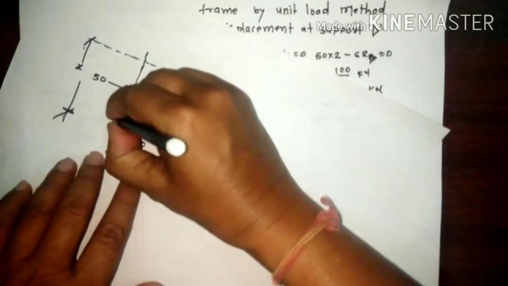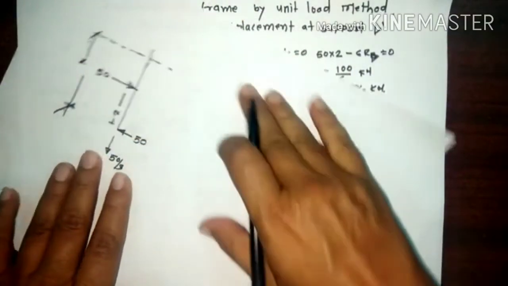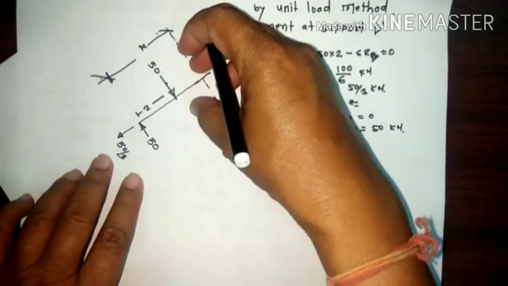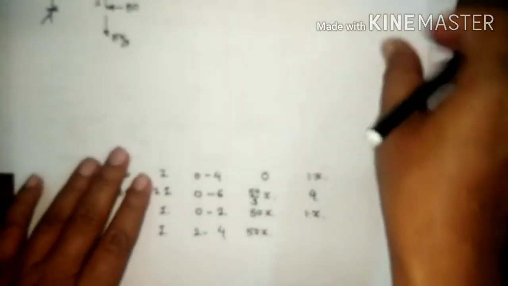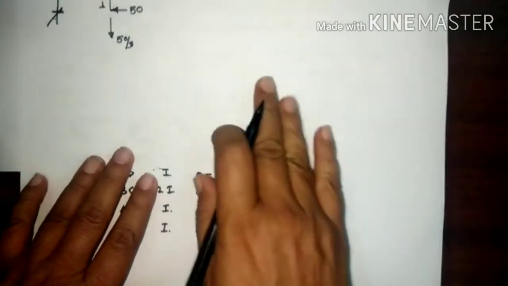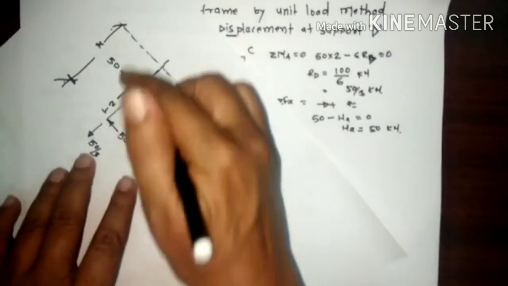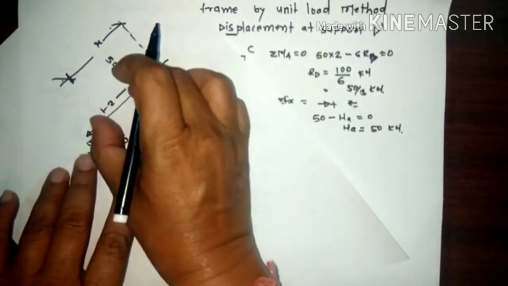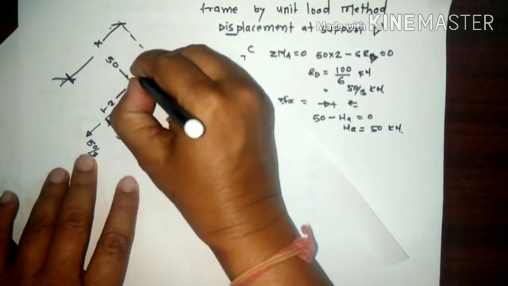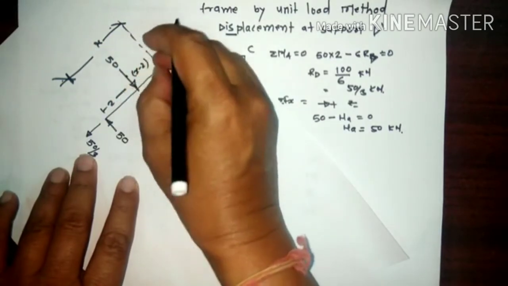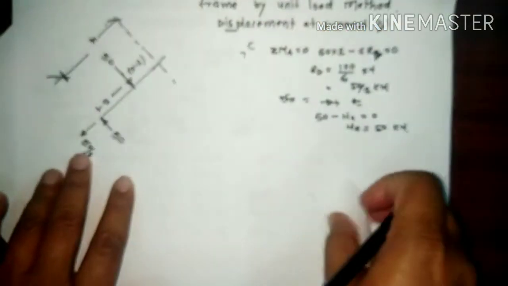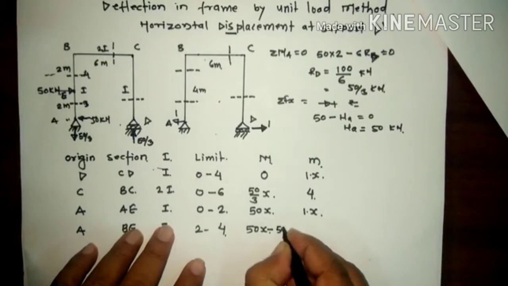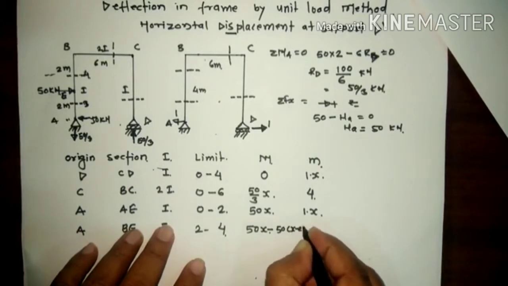We know the distance is 2 meter and this is, so now this produces what? Now if this is sagging, so this produces the hogging, so that is the minus here. Then we want this distance. So how much is it? This is x, this is 2, so this becomes x minus 2. So 50 into x minus 2.